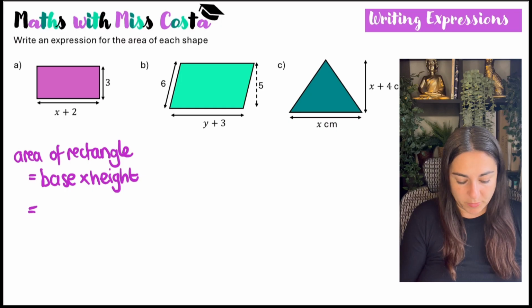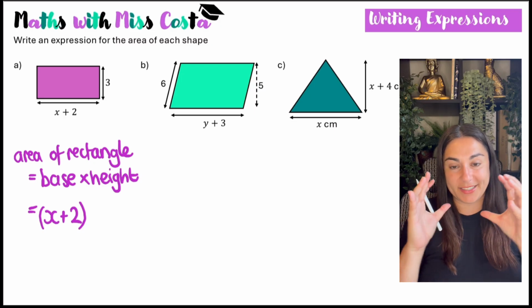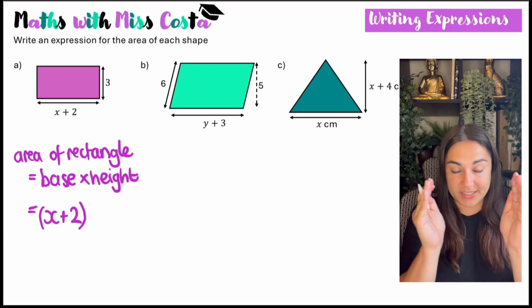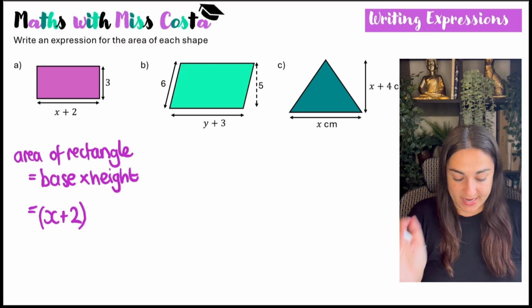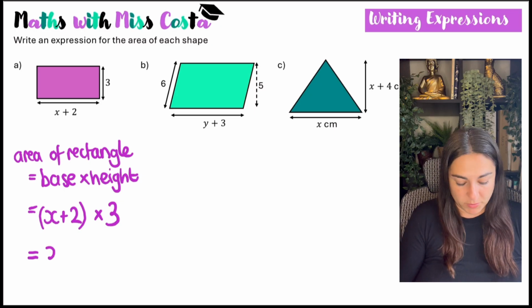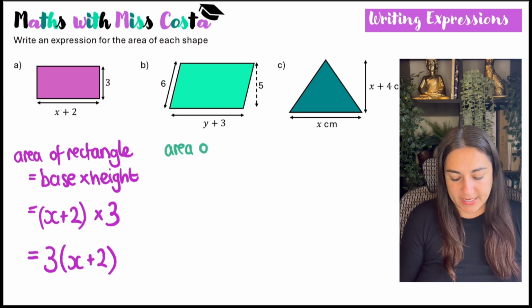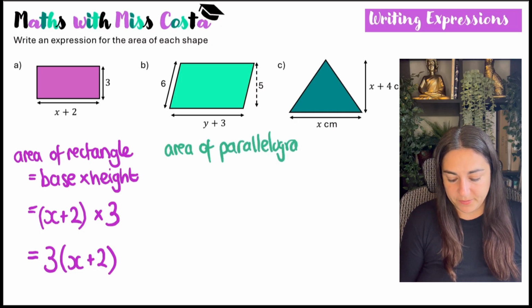I know I need to multiply the base, which is x plus 2, and I'm going to just put it in brackets, because when it's in brackets it shows that it's contained. So x plus 2 belongs to the same thing. We can't separate it, and I'm timesing that by 3. But remember, in algebra, when I show that something's being multiplied, I put it in brackets and I write the thing it's being multiplied by on the outside. So this would be my expression. Next shape is a parallelogram. So how do I work out the area of a parallelogram?